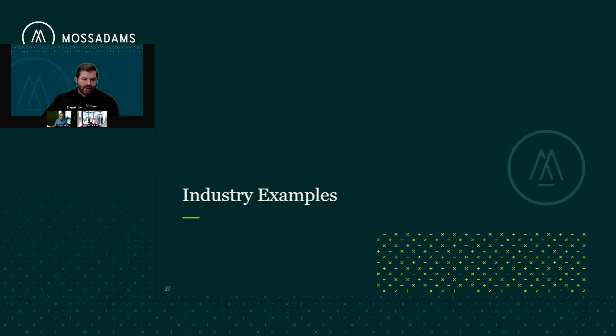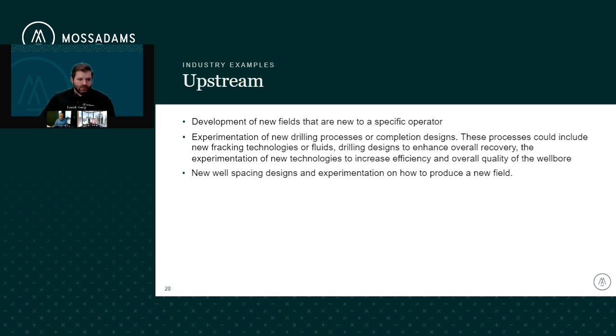So, some industry activity examples. I've touched on the upstream piece already, but just a few examples in the upstream space: new drilling process, new completion designs, whether that be you're trying new fluids, you're trying new technology, you're moving into a new field that your company hasn't worked on before, and you're really just getting into the space. All of these different things could be potential activities for the R&D credit. And we've seen a lot of credits taken on new well spacing. It was even something that the IRS agreed on, that well spacing was a qualified R&D project within the upstream space.